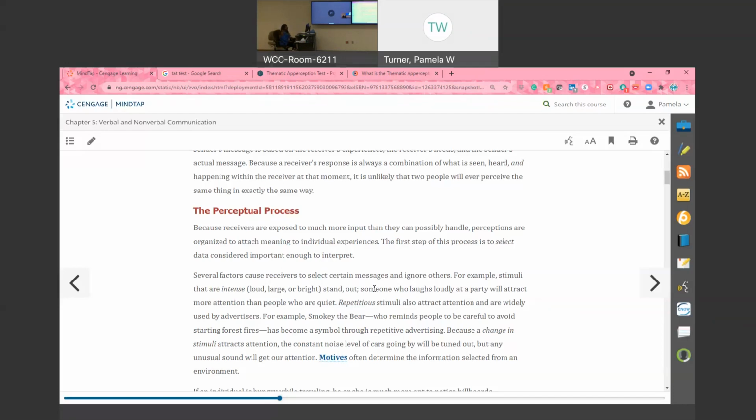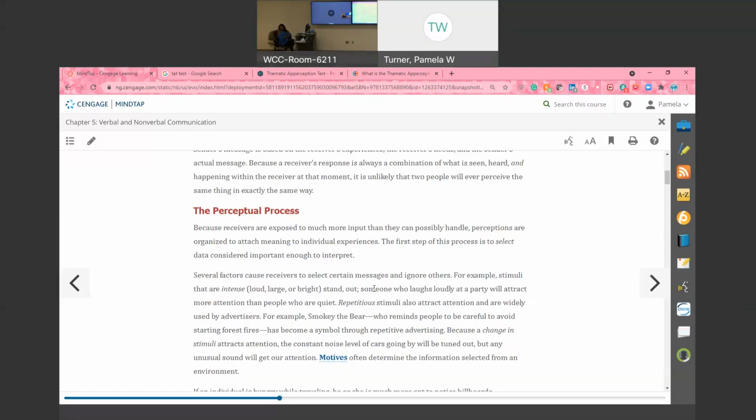So as you perceive that, one of the things I do when I'm teaching students for the test is I suggest repetition. We all learn differently, and the best way is repetition, repetition, repetition. Whether I'm a visual processor or an auditory processor, I look at it over and over, or I hear it over and over, because those things make a bigger impact on what we remember. Also, our motives often determine the information selected from the environment.